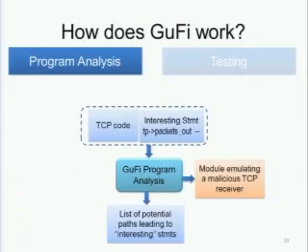So for this particular example, let's see how GuFi works. GuFi has two parts to it. The first is the program analysis part, and the second is the testing phase. In the program analysis phase, GuFi uses symbolic execution to take as input the TCP code as well as what the interesting statements are, and generate a list of potential paths that can lead to interesting statements. Also, it generates a module which tries to emulate a malicious TCP receiver.